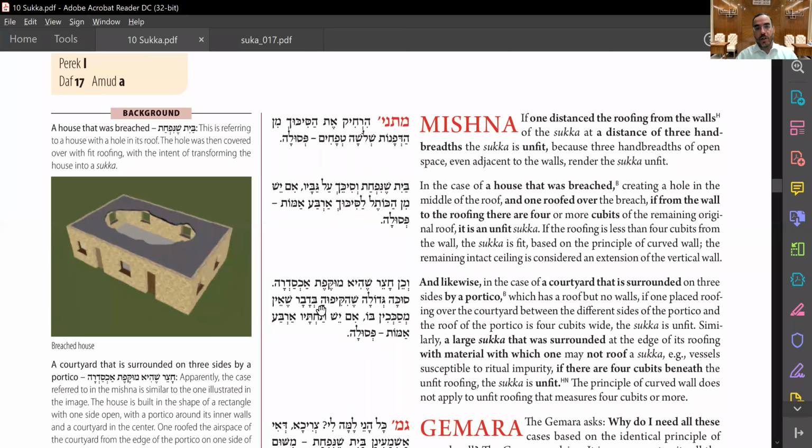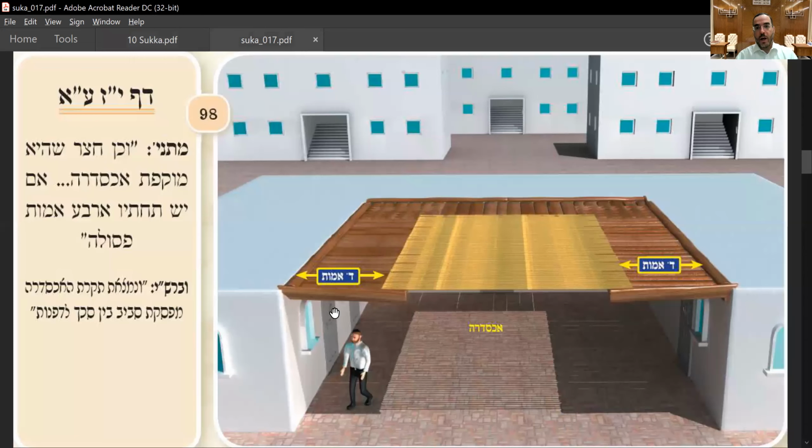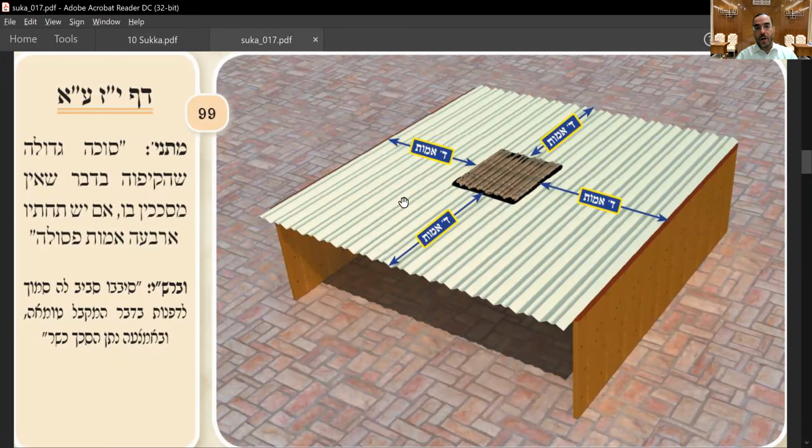Sukkah gedola shekifuha bidvar she'en mesakechin bo im yesh tachtav 4 amot pesula. If you build a large sukkah, so now you're building it from scratch. Since you're building it from scratch, there's no problem of ta'aseh v'lo min ha'asui. But you put material that is not good, like let's say metal sheets, around on the outside, and all the kosher sechach only in the middle. So again here, if there are 4 amot or more between the wall and the kosher sechach, it's not good, but less than that, it's fine.